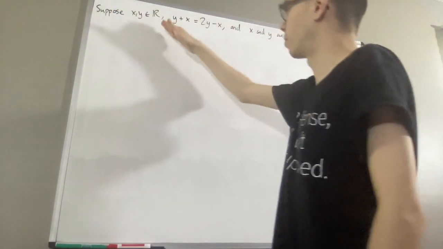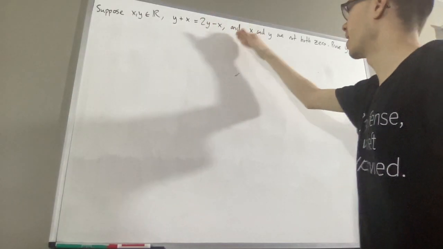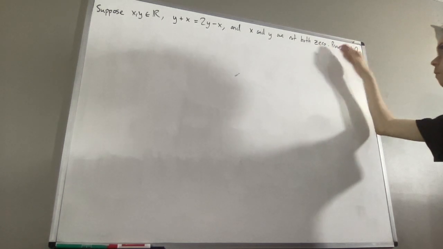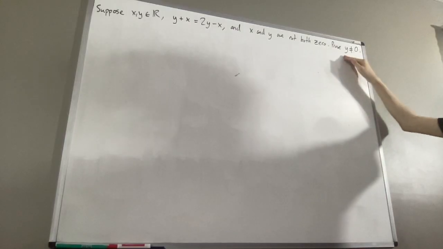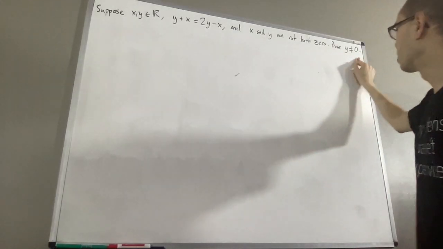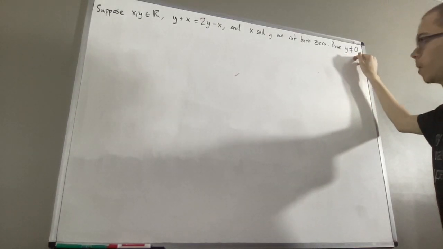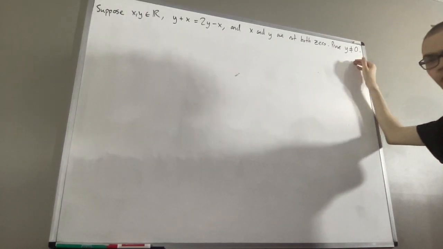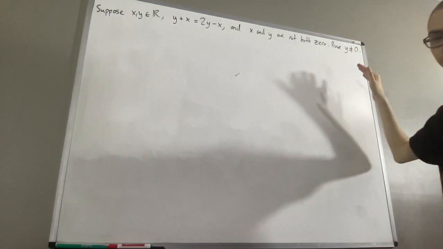Suppose x and y are real numbers, y plus x is equal to 2y minus x, and x and y are not both 0. Prove that y is not equal to 0. So we're trying to prove y is not equal to 0. What do you think we could do to show that? Well, let's try to prove it by contradiction, right? What if we assume for a contradiction that y is instead equal to 0?